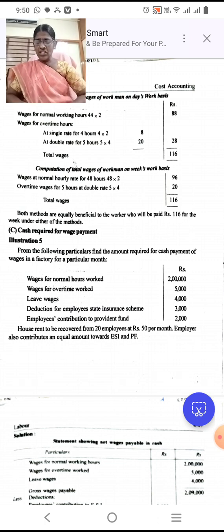The next information is that the employer also contributes an equal amount towards ESI and PF. That is the organization's contribution, and it has nothing to do with the wage payment of the employee, because this is the employee's money. Out of the employee's money, how much is to be paid to him and how much is to be deducted, that is what we have to calculate.